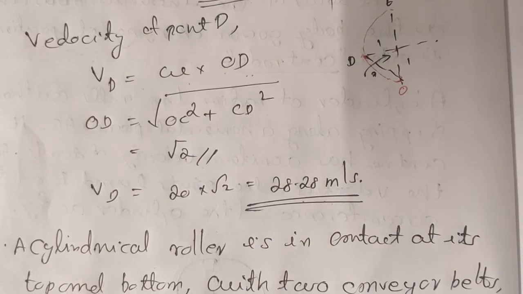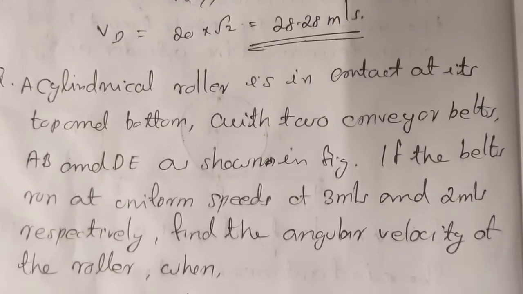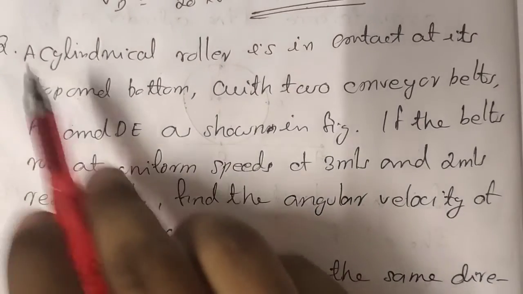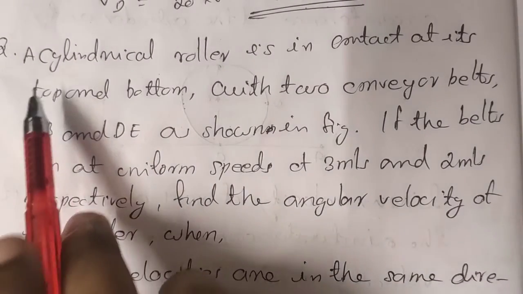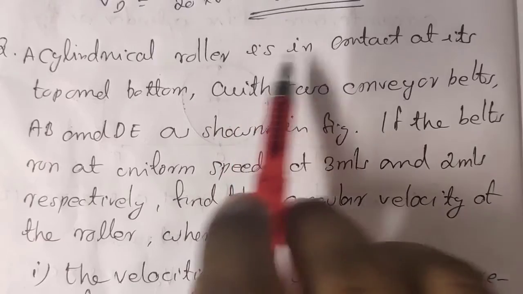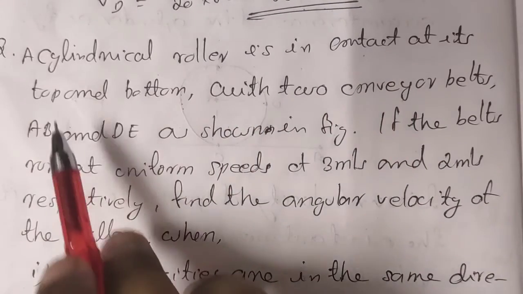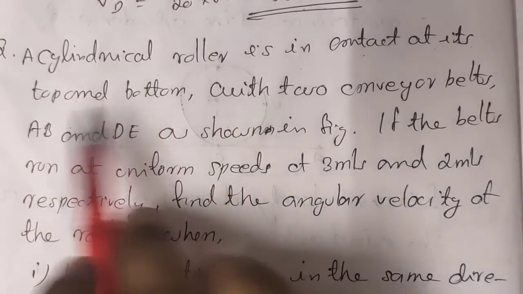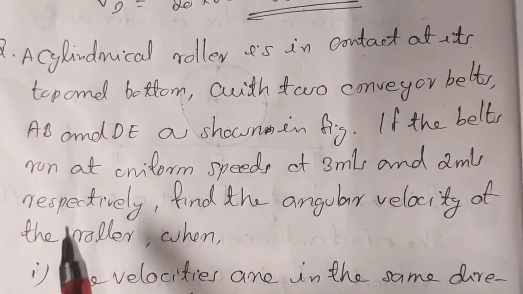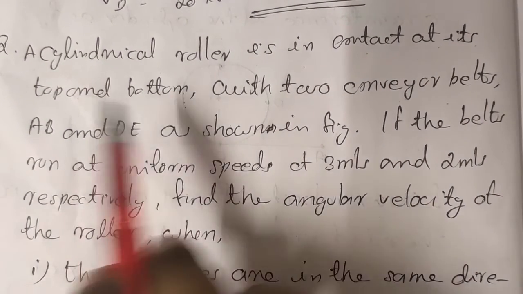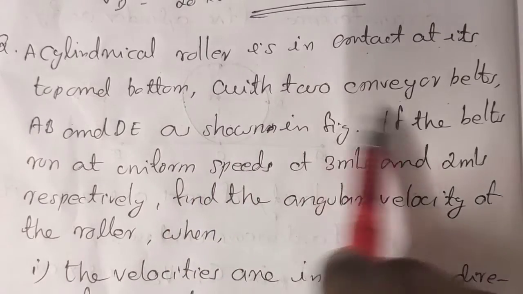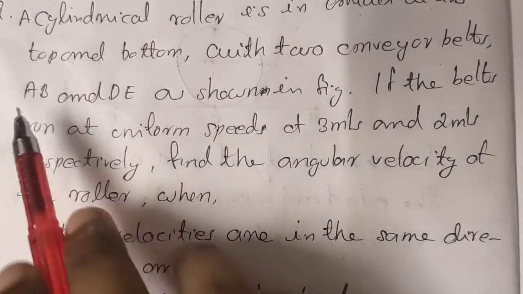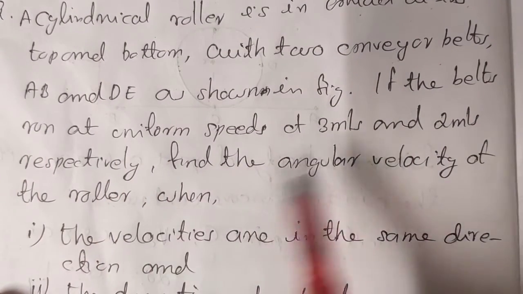Then the last question of today's session. Okay, the next question was: a cylindrical roller is in contact at its top and bottom with two conveyor belts. So it has two conveyor belts and one cylindrical roller. Both conveyor belts are in contact with the cylindrical roller, AB and DE, as shown in the figure. The details are given in the figure.